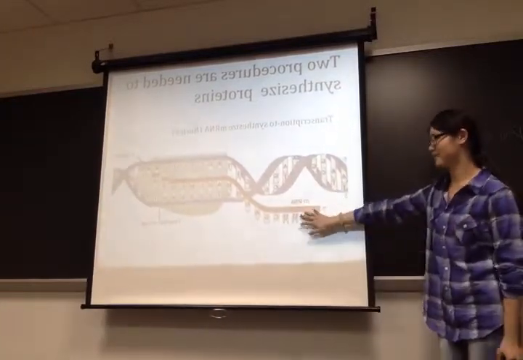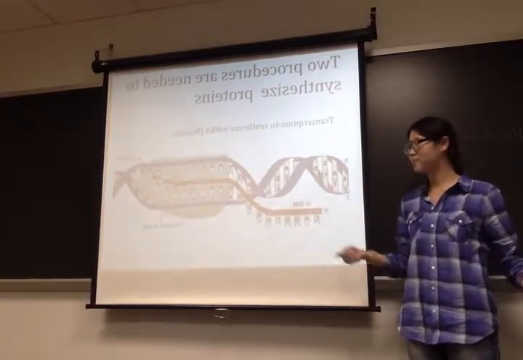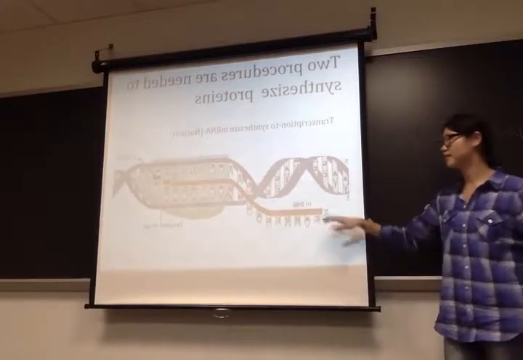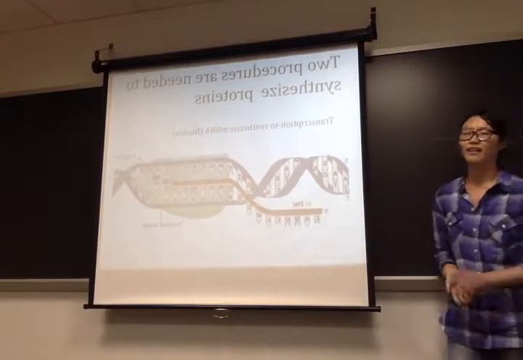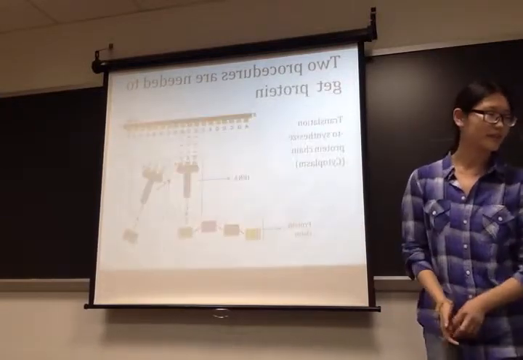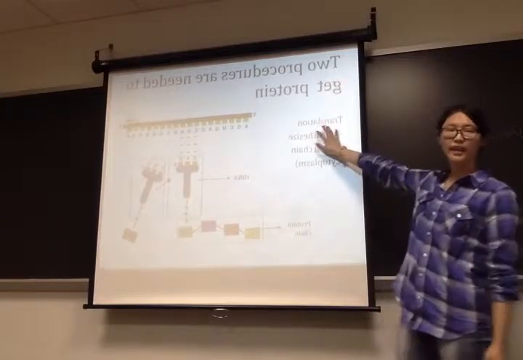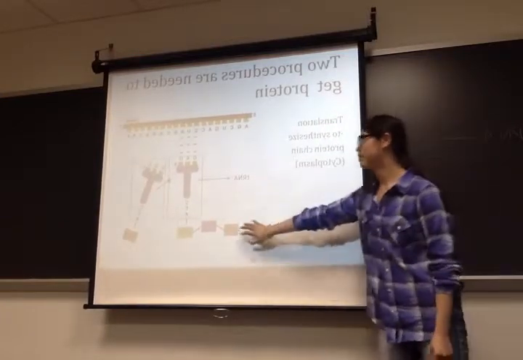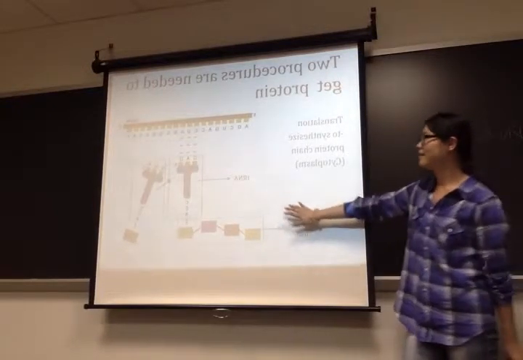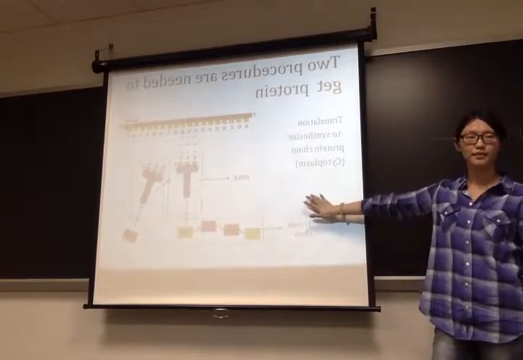After this, the building blocks also join hand in hand to make a stable strand of mRNA. So this is the procedure called transcription. The next procedure is called translation. In this procedure, we get a chain of amino acids. It's a kind of protein. And this procedure happens in the cytoplasm.